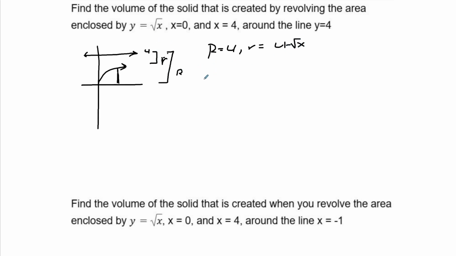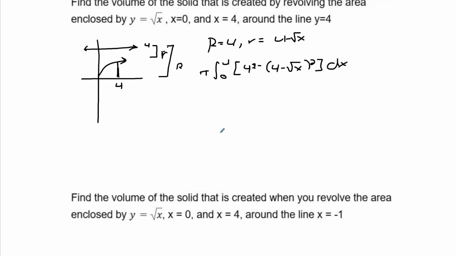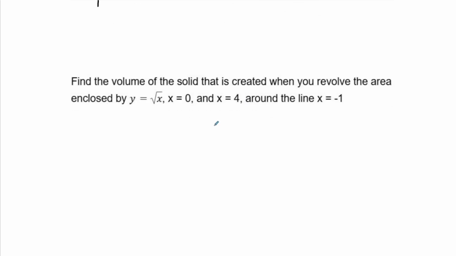So what we're going to have is pi times the integral from 0 to 4, because that's where these are bounded by, of 4 squared minus (4 minus root x) squared dx. And I'm going to save time by not actually evaluating this, but that's how you would set that up. Okay, and so let's take a look at another one.